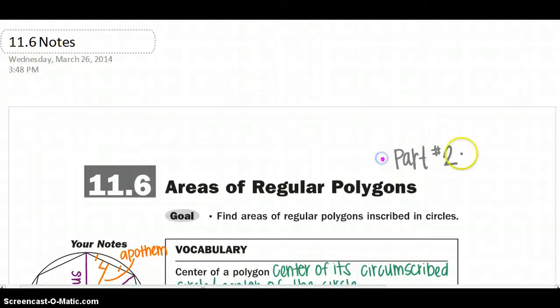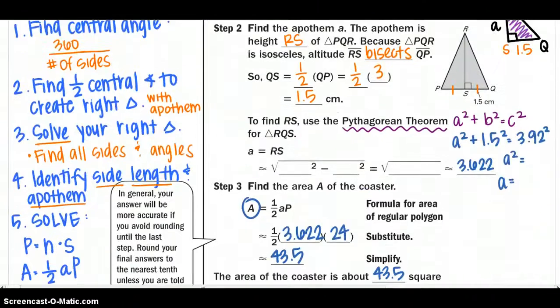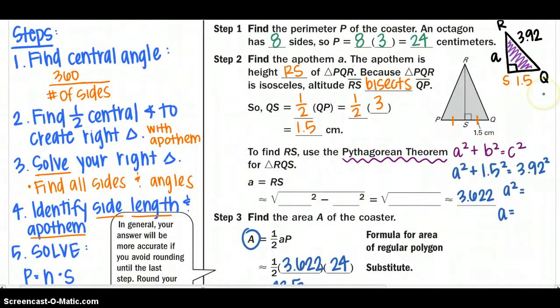Okay, welcome back to the second section of 11.6, Part 2, the area of irregular polygons. We're going to review some stuff really quick before we finish up this section. One thing I just want to recall to your memory are the steps that we talked about last time. I think these will be even more important this time, so let's go over them real quick.